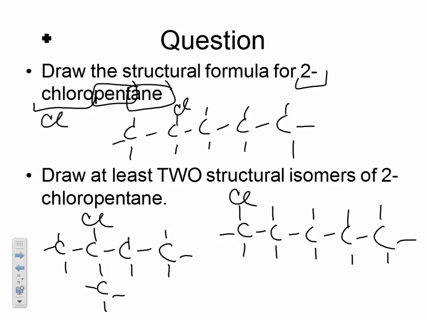There are many different ways that we can do this. So what I'm showing you here, these are not the only possibilities. We could put the chlorine on the number 3 carbon. I could have a 3-carbon chain with 2 carbon substituents and the chlorine substituent. I could, in this one here, put the chlorine on the number 1 carbon. I could move the chlorine to different positions. So there are actually many possible ways to draw this. These are just 2 possibilities that I'm showing you.